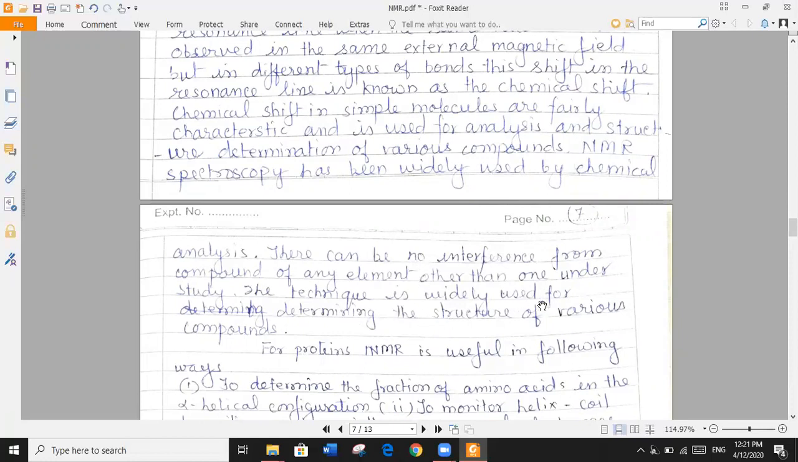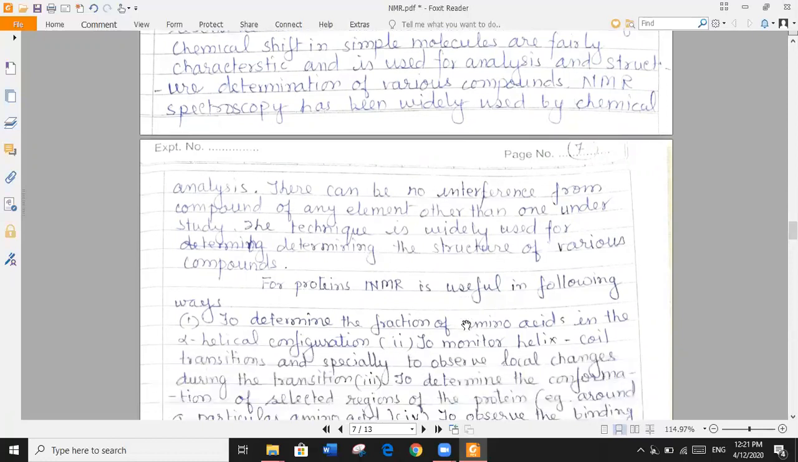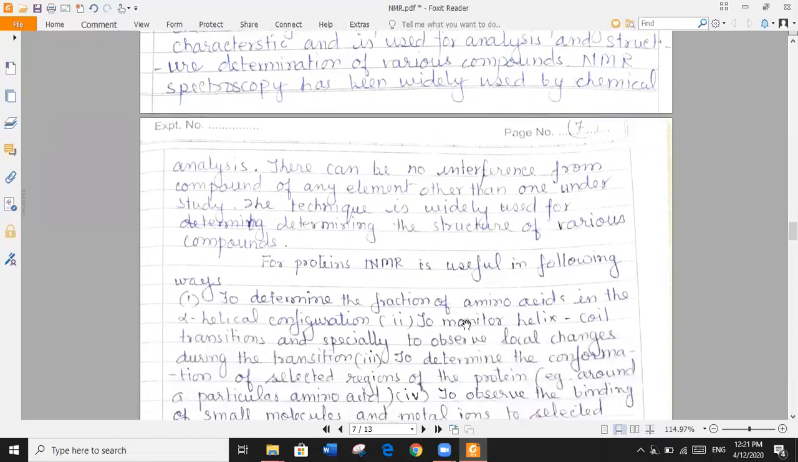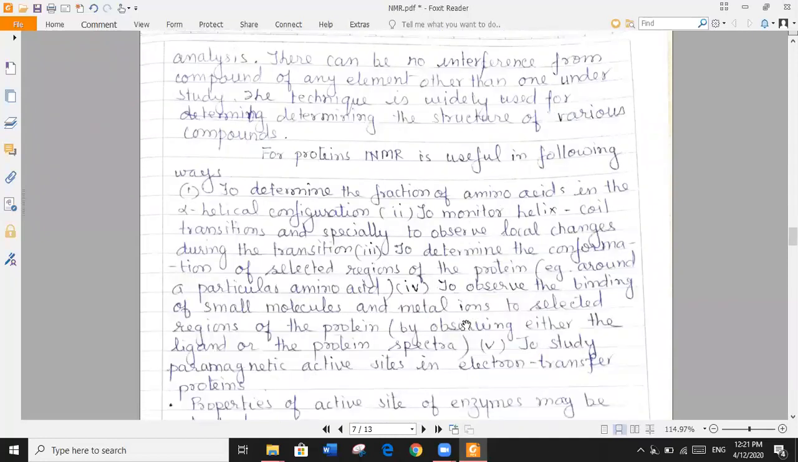The technique is widely used for determining the structure of various compounds. For proteins, NMR is useful in the following ways. These are the applications. To determine the fraction of amino acids in the alpha helical configuration, it can be used to monitor helix coil transitions and especially to observe local changes during transition.